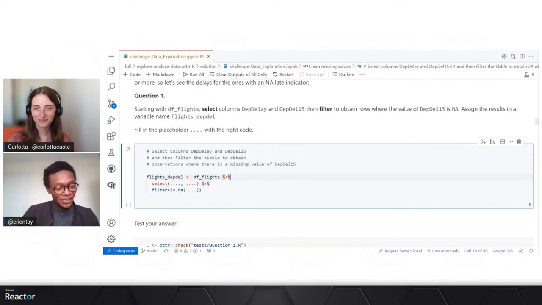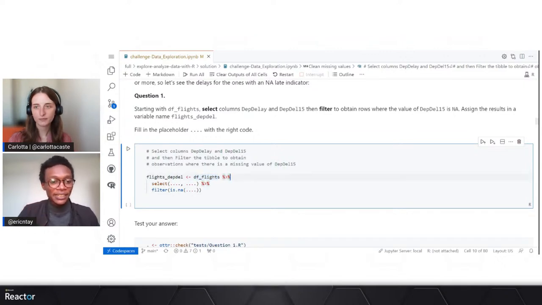As you asked, Carlotta, question one wanted us to obtain rows where we have a missing value in departure delay 15. So how do we approach this? Starting from the flights data, which is called flights. So what do you want to do?